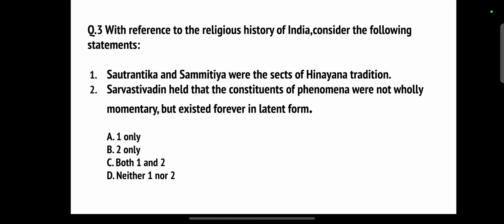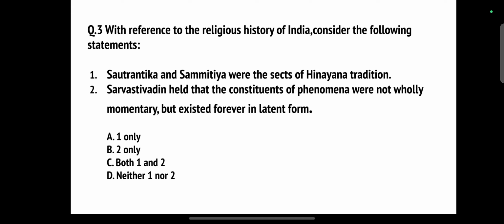Next is, with reference to religious history of India, consider the following statements. Sautantrika and Samitya were the sects of Hinayana tradition. Sarvastivadin held that the constituents of phenomena were not wholly momentary, but existed forever in latent form. Options: 1 only, 2 only, both 1 and 2, neither 1 nor 2. Now, if you have seen the previous year questions of UPSC, especially the paper of 2017, this question was asked in a modified form. UPSC had asked the first statement as Sautantrika and Samitya were the sects of Jainism. But I have twisted this statement to include the sects of Hinayana tradition, which is correct, and UPSC's option was wrong. So the first statement is correct.